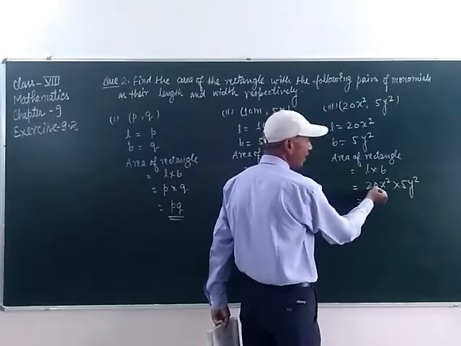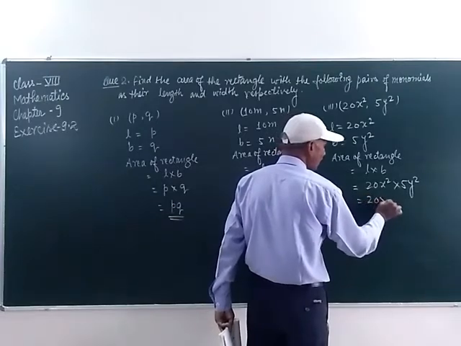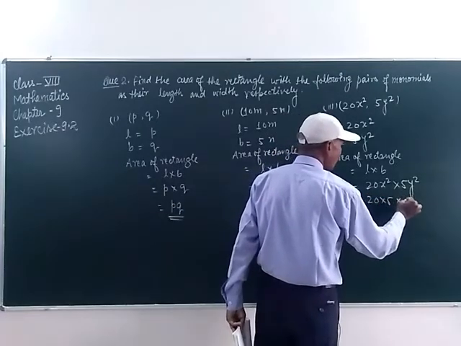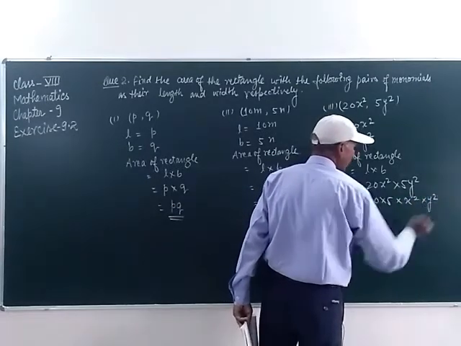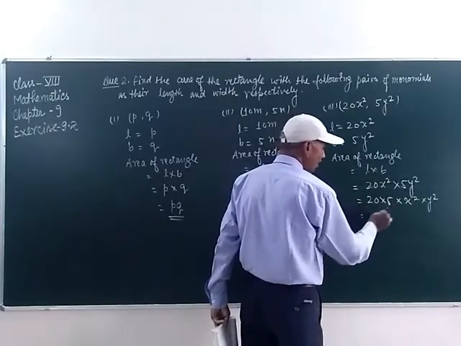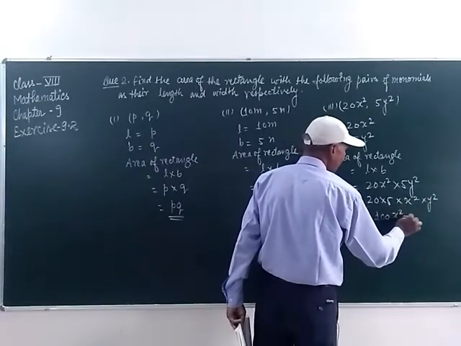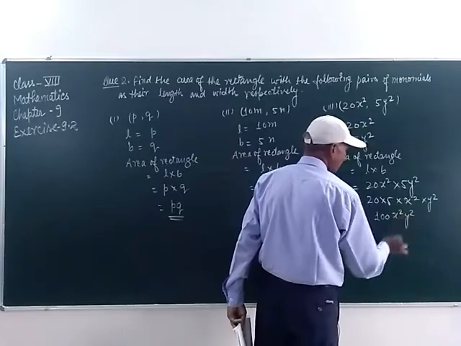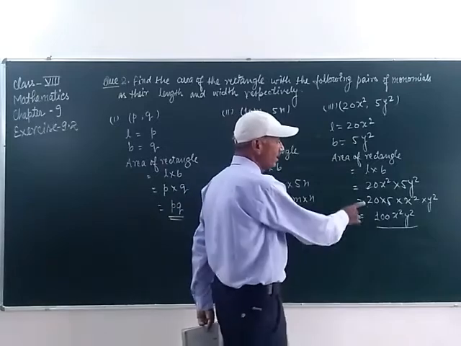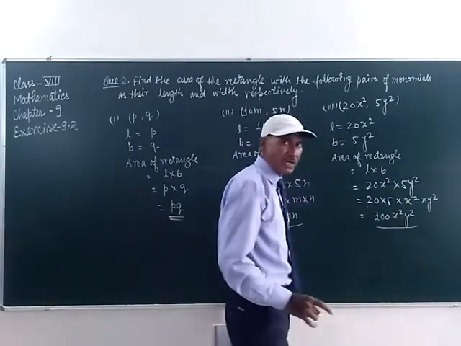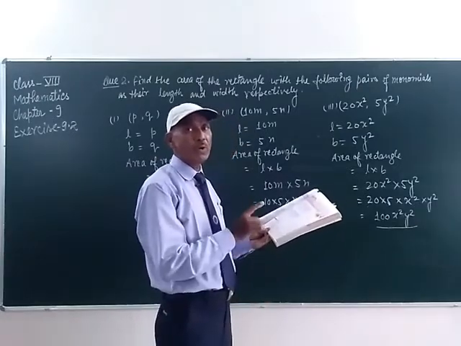Now we have to multiply numbers with numbers and variables with variables. So this one is 20 into 5 into x square into y square. Now 20 times 5 is 100, and this one x square y square. This is the answer of the third part of the question, student, and the area will be 100x square y square. Now the fourth part and fifth part of this question you have to do yourself.